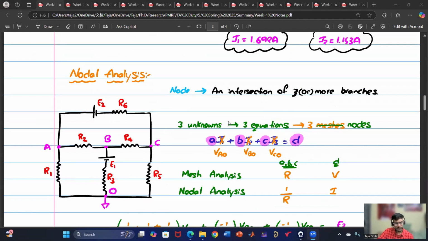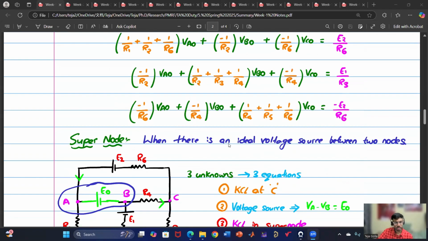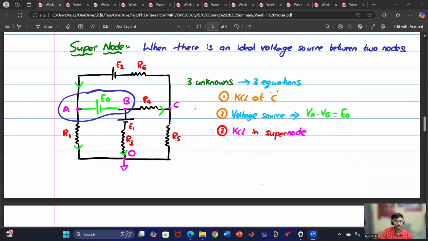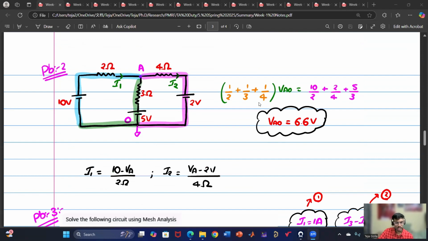Then we have gone to nodal analysis, and we have discussed that a node is any intersection of two or more branches. Then we have seen how to get these equations, and we have discussed these equations thoroughly. So here we have three equations, three unknowns. Similar to super mesh, there is also a super node, which happens when two nodes share one ideal voltage source. In such a case, we combine them as a single node and call it a super node. And we have seen how to solve such problems.